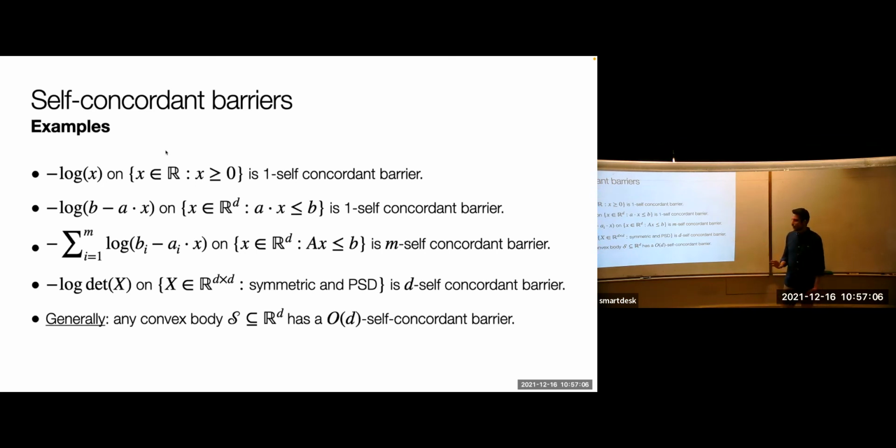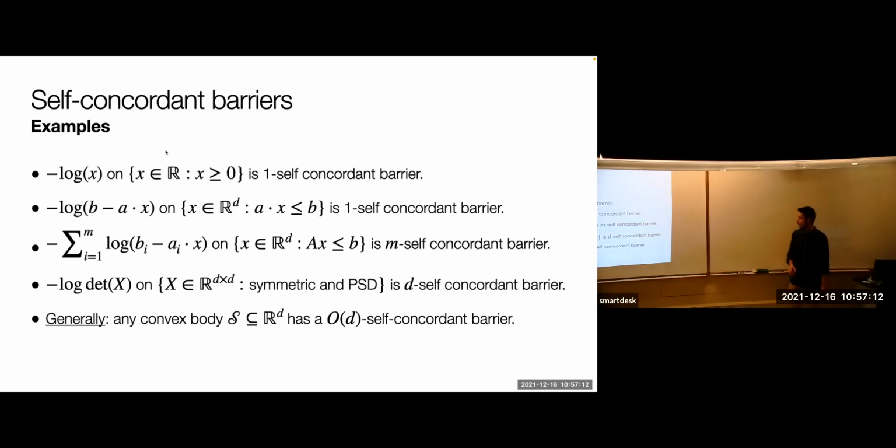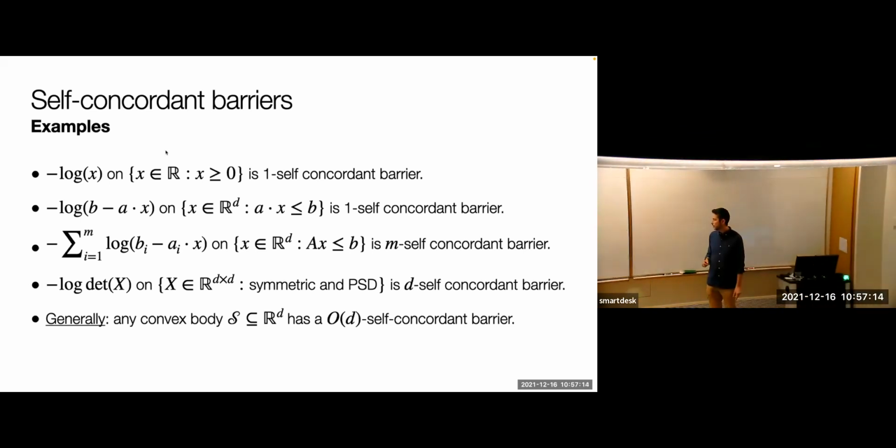But generally, any convex set in R^d has an order d self-concordant barrier. This is a very important result, but in practice, we also need to be able to compute this barrier efficiently, which doesn't always happen.